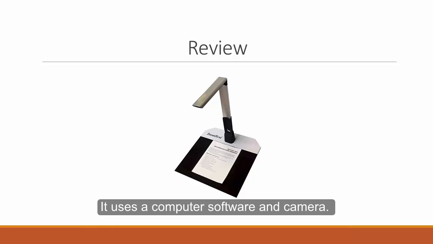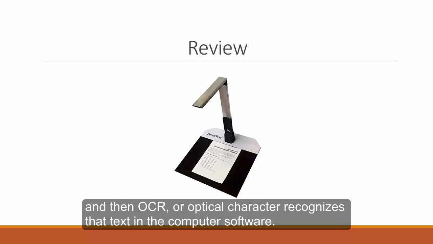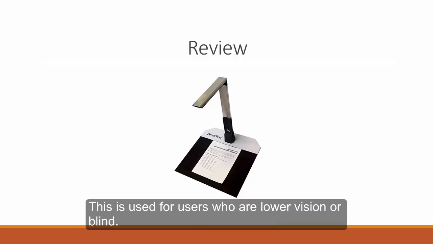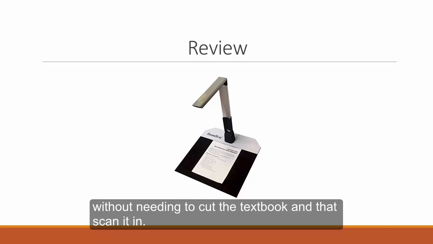Zoom Text Image Reader is designed to make printed text into an accessible version. It uses a computer software and camera. The L-shaped camera takes a picture of the document, book, etc., and then OCR, or optical character recognition, reads that text in the computer software. This is used for users who are lower vision or blind. It is a quick and easy way to access text in, say, a textbook without needing to cut the textbook and scan that in.